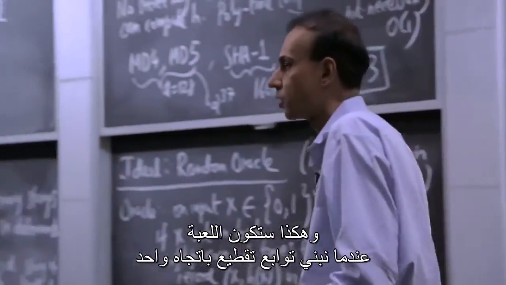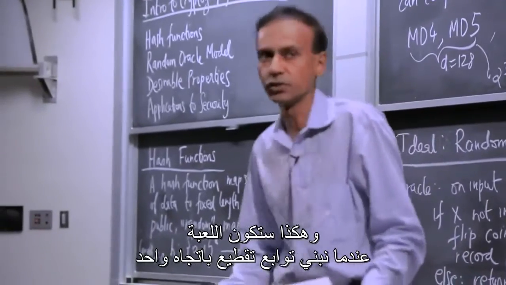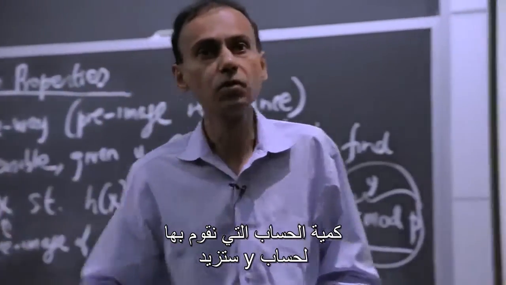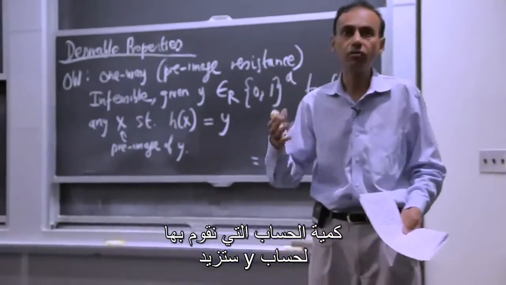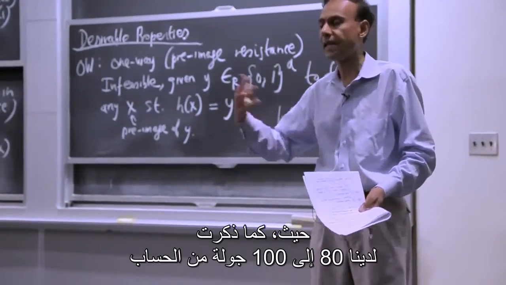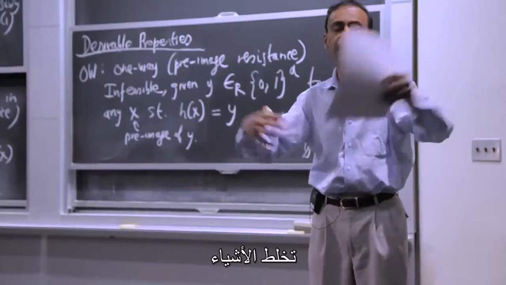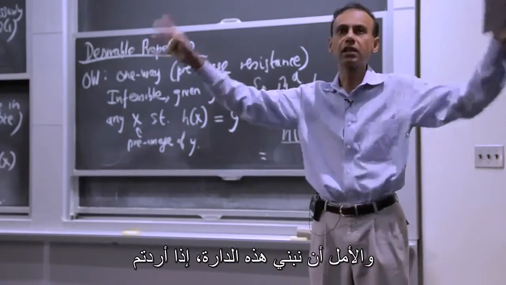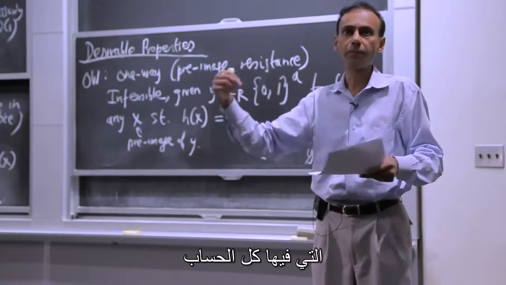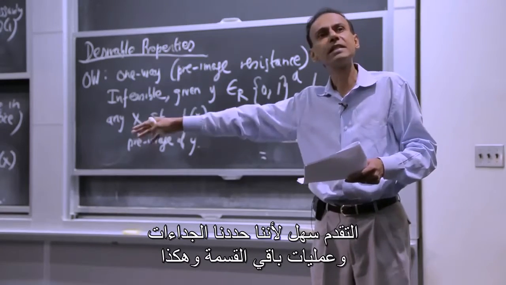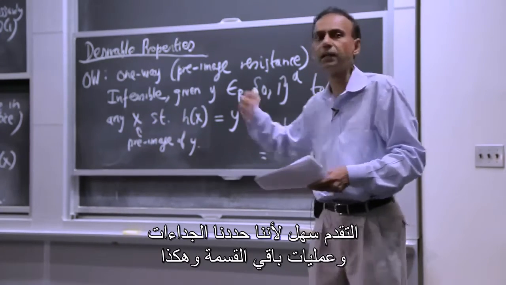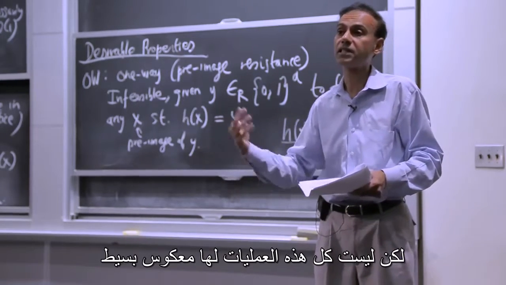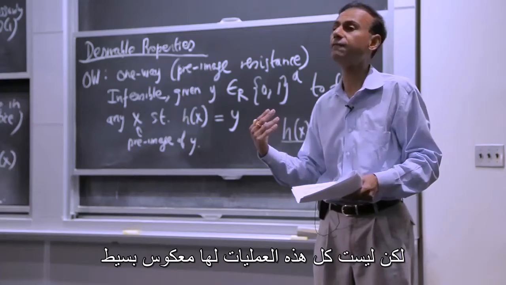And that's what the game is going to be when you create one-way hash functions. The amount of computation that you do in order to compute the y is going to increase to the point where, as I mentioned, you have 80, 100 rounds of computation, things getting mixed in. And the hope is that you create this circuit, if you will, that has all this computation in it. Going forwards is easy because you specify the multiplications and the mods and so on and so forth. But not all of these operations have simple inverses.